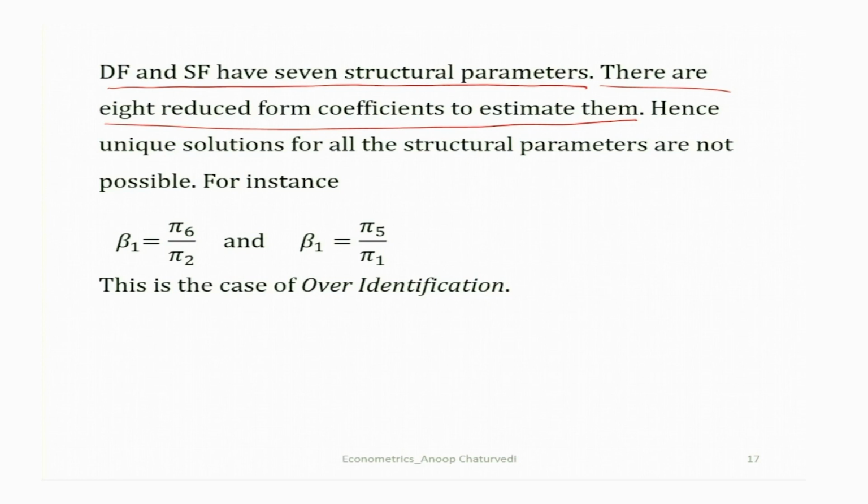Although both the equations are identifiable, and if you take linear combination of both the equations, then you can distinguish that linear combination from demand function as well as the supply function. But here this is the case of over identification. You have more than one solution for beta 1. So, this equation is over identified.